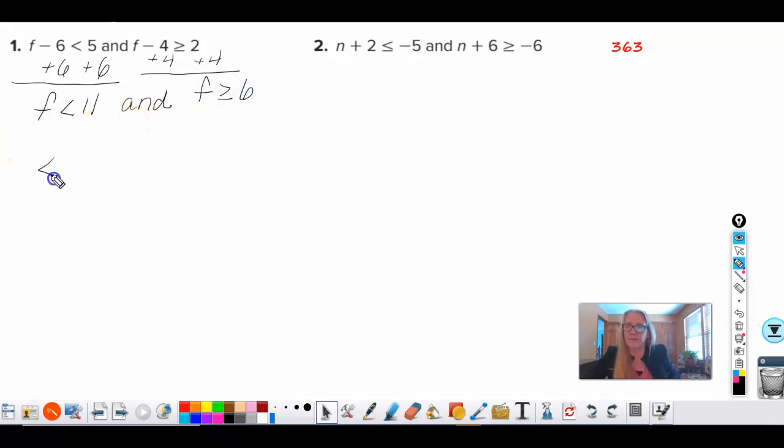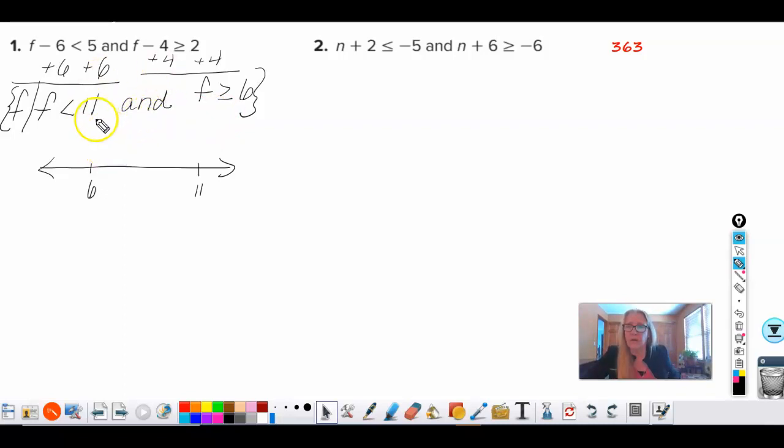So if we were to graph this on a number line, actually the way that this is going to look in the answer document, it's going to be in set builder notation, and it's going to have the pipe, whatever you call it, and it'll look like that. But let's see, if we had this graph, this would be 6, and this would be 11, okay? And the value of f is somewhere that satisfies both of these, okay?